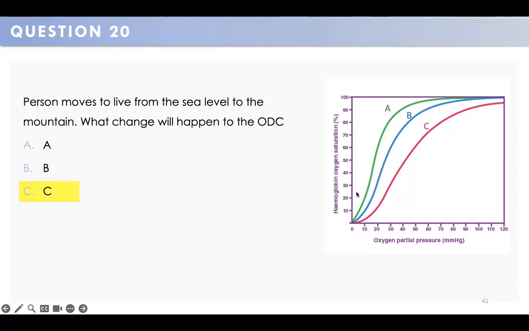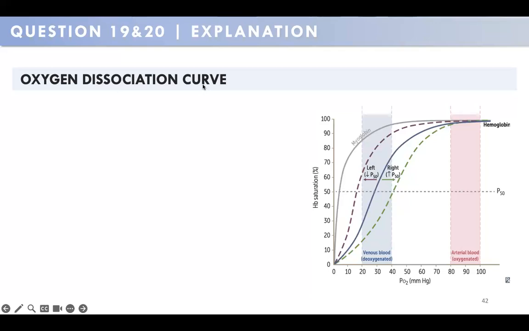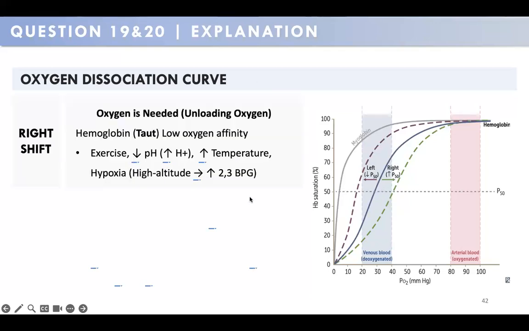This is a really important concept, although it's very confusing, but it's really important to understand the oxygen dissociation curve, the right shift and the left shift. To explain this, for the right shift always think about it that oxygen is needed. So we need to unload oxygen from the hemoglobin. In that state, hemoglobin is going to be in the taut form, because it has low oxygen affinity. So it is unloading oxygen. So what causes the right shift of the oxygen dissociation curve?